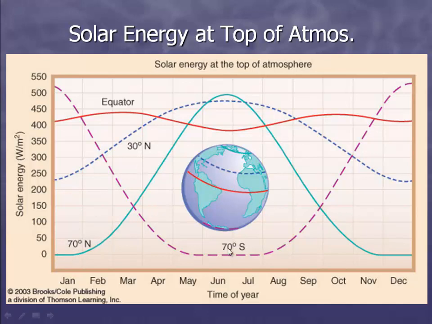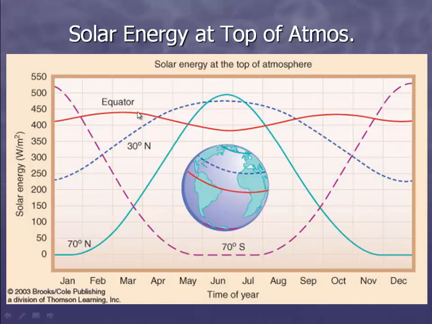Interestingly enough, the 70 degrees south curve is basically the opposite of the 70 degrees north curve, because when the northern hemisphere is experiencing its summer, the southern hemisphere is experiencing the winter due to the axial tilt. So you could basically take the 70 degrees north curve and shift it pi over 2 to the right, and the curves would basically match up over one another. So all of the southern hemisphere curves would just be opposite of the northern hemisphere curves.